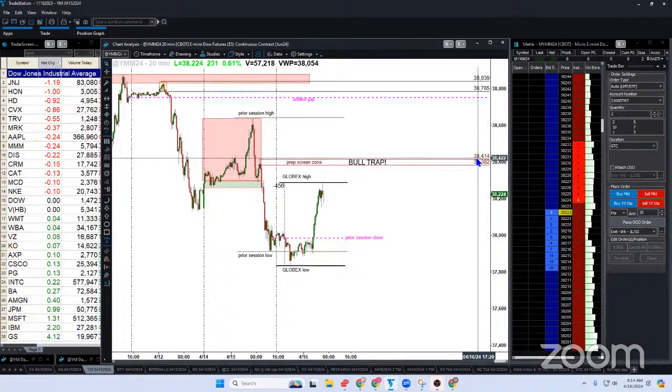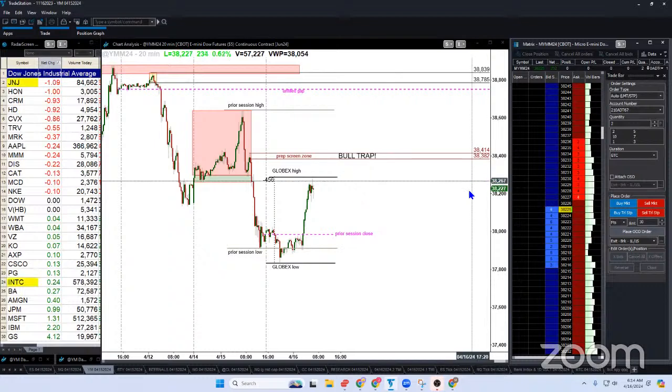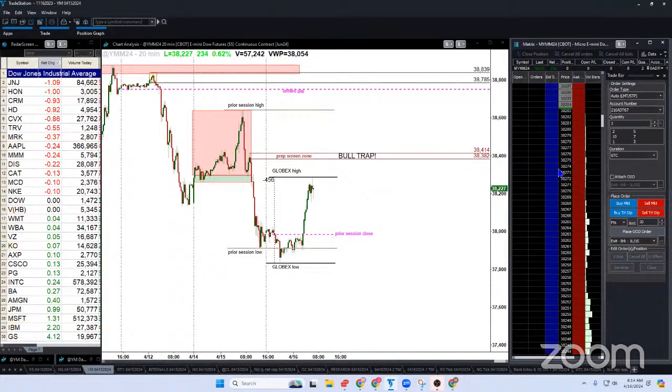38,382, 38,414. We're going to set that trade up ahead of time. I'm going to start off with a couple of micros, and I'm going to set this trade up ahead of time. Okay. So 38,382. And we're going to just take a couple of micros and sell short. Once we're filled, we'll come back in and place our protective stop loss. Looking for prices to come back down.